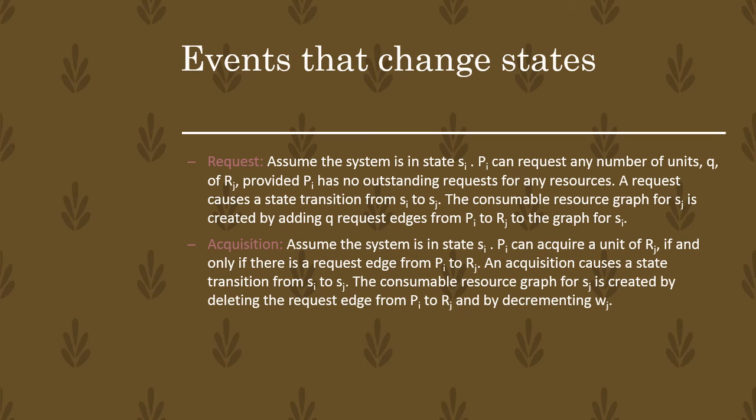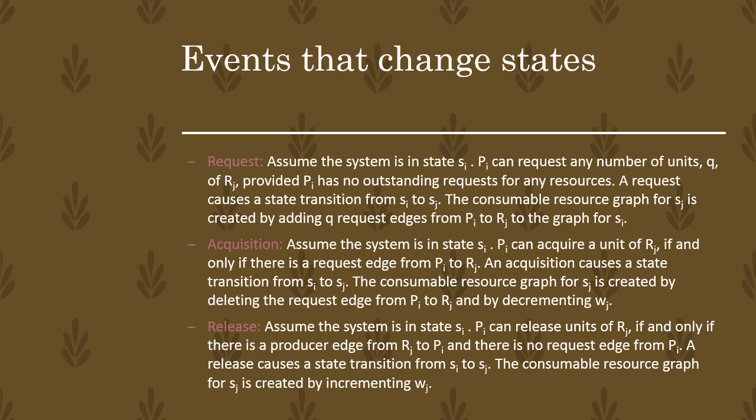Acquisition. Assume the system is in state Si. Pi can acquire a unit of Rj if and only if there is a request edge from Pi to Rj. An acquisition causes a state transition from Si to Sj. The consumable resource graph for Sj is created by deleting the request edge from Pi to Rj and by decrementing Wj.